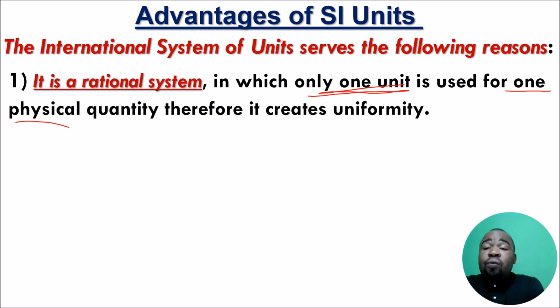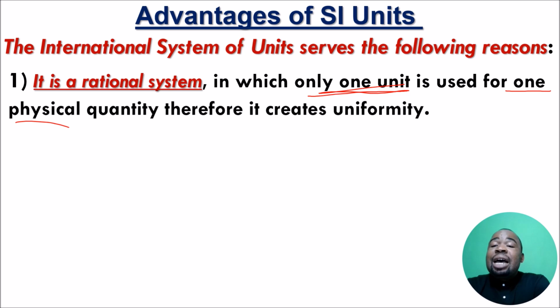The SI unit of temperature is a Kelvin. No matter how much you love degrees Celsius because you use them often in your country, they will never be SI. The SI will remain a Kelvin. The SI unit of temperature is a Kelvin. So for every physical quantity, there is one unit assigned to it.